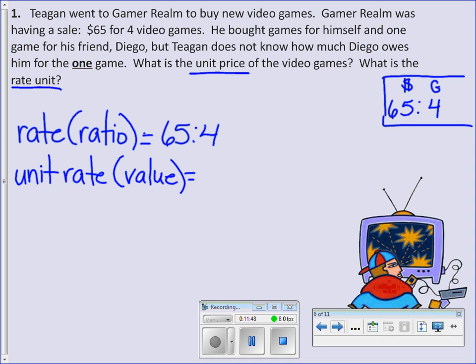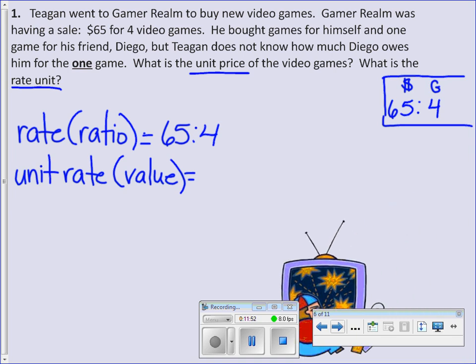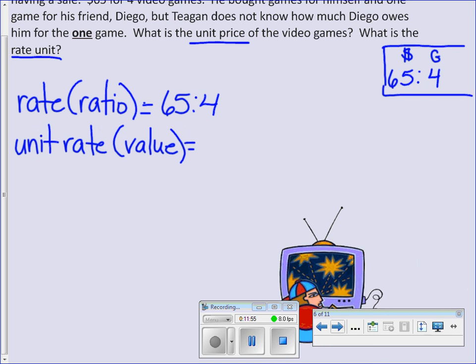So let's think about this. So if our ratio is 65 to 4, my unit rate tells me I have to get it down to an equivalent ratio that has 1 as the second number. Okay? So I could use what?